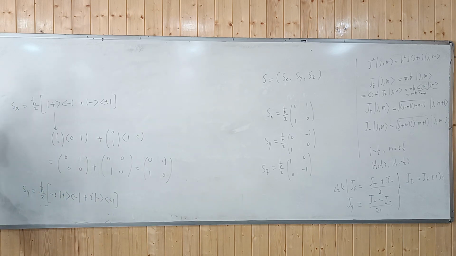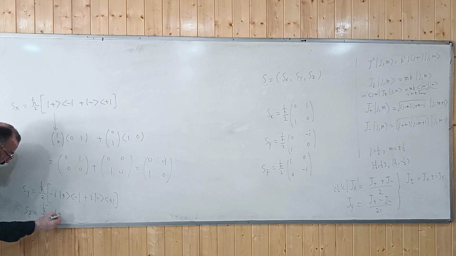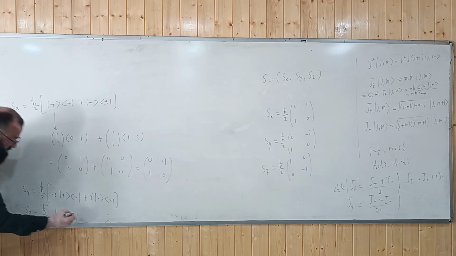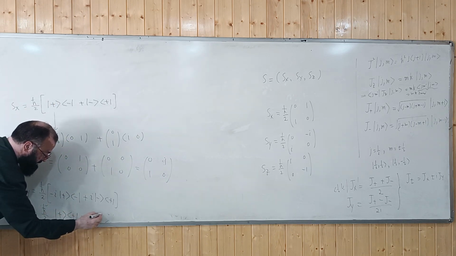So you can check it. This minus will come here. Okay, so now let's write Sz. Sz is h bar by 2 times the diagonal terms. So plus plus will give 1, 0, then you have minus minus.